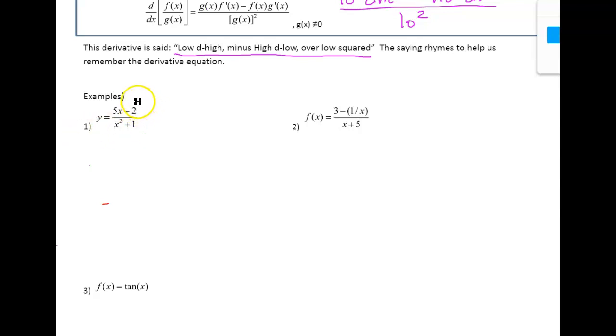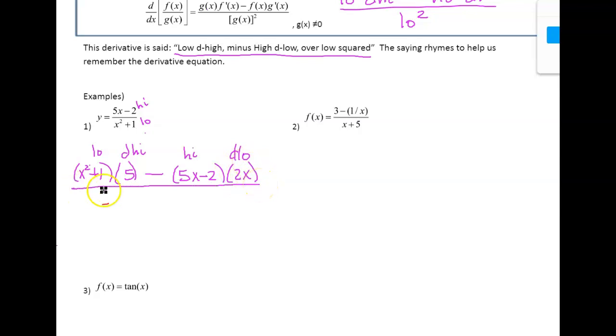So this is high, this is low. So it's low d high. So we've got low, you're going to want to use parentheses since they're quantities. The derivative of the numerator is going to be just 5 minus high and then d low. So the derivative would be 2x and then all over low squared. This typically will just stay in factored form. You don't want to write that out twice and distribute, okay?